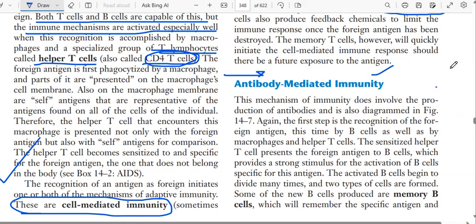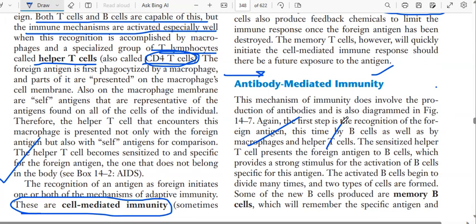B cells will activate. They will be activated by macrophages and T helper cells. T helper cells will go to the B cells, and macrophages will go to the B cells. Please help us. We are unable to kill the antigen. Like whenever a problem comes to you, you explain to your big brother. If the big brother is not able to solve the problem, you go to the father. So like that, our body will do the same mechanism.